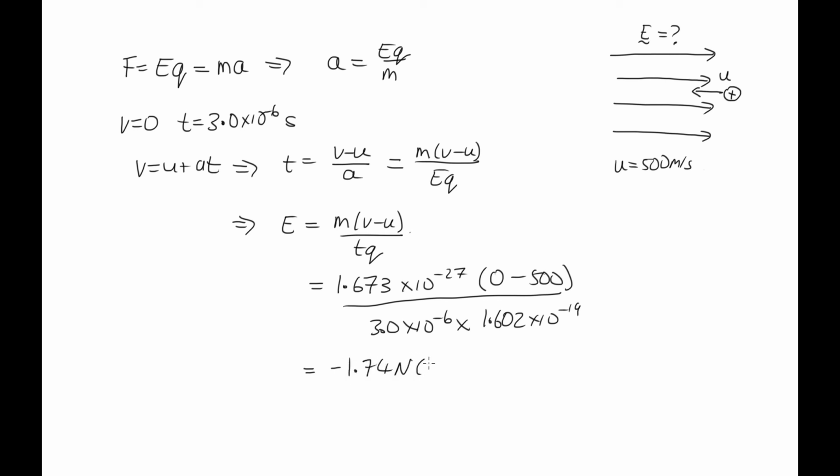So then we can solve that, and we get minus 1.74 newtons per coulomb. Now the negative sign here is because the initial speed is in the opposite direction to the electric field. So we're just asked to find the magnitude of the electric field. So in this question, the time was only given to 2 significant figures. So we should write this as E, the magnitude of the electric field, is 1.7 newtons per coulomb. So that's how we solve this one.